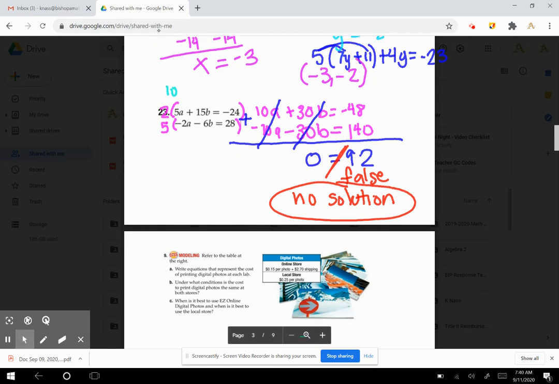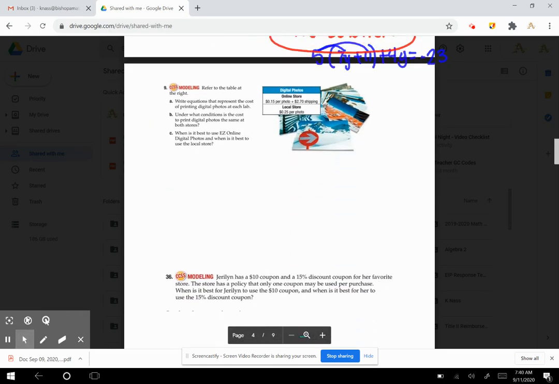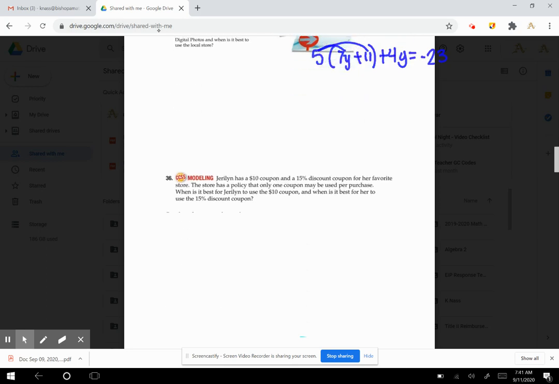Of course, we're going to have word problems, right? So we'll do this first word problem together. Actually, let's do the modeling one first, and then we'll go back. Geraldine has a $10 coupon and a 15% discount coupon for her favorite store. The store has a policy that only one coupon can be used per purchase. When is it best for Geraldine to use the $10 coupon? When is it best for her to use the 15% coupon?